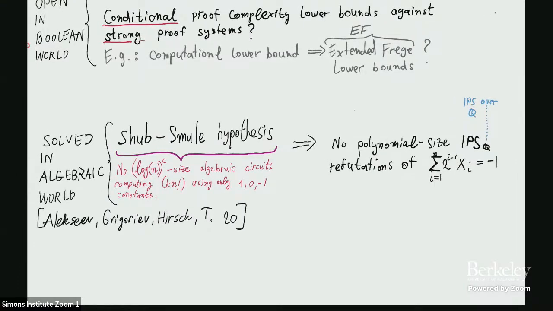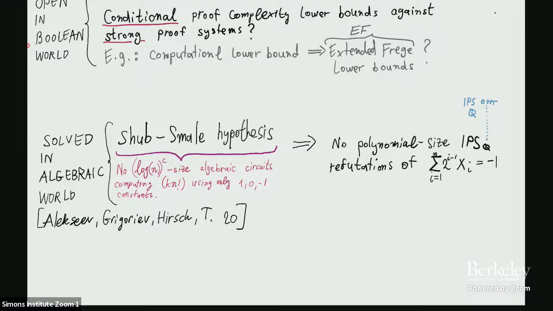Open, yeah, so let's see this. This is open in the Boolean world, what I've discussed before: conditional proof complexity lower bounds against strong proof systems. For instance, some computational lower bound, different from co-NP, NP, implies some strong proof system, extended Frege lower bounds. Open here. And this is in some sense solved by this result.